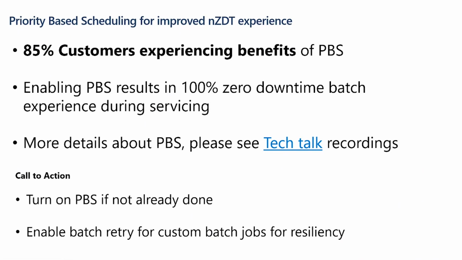And priority-based scheduling has absolutely helped to improve the near zero downtime experience. As I mentioned in my previous slide, we have started doing the in-place OS updates and the other updates. So PBS basically helps to break the coupling of batch servers with the batch groups. Earlier, if you had batch groups, they were tightly coupled with the batch server. So if we took those servers out, whatever batch jobs were associated with those batch servers had to wait for that server to come up, and only then could those jobs be executed.